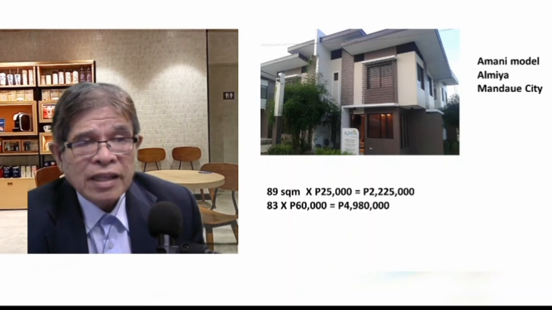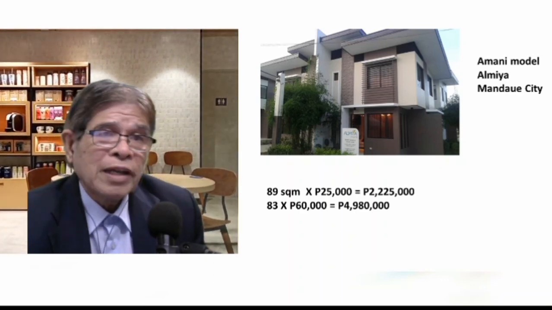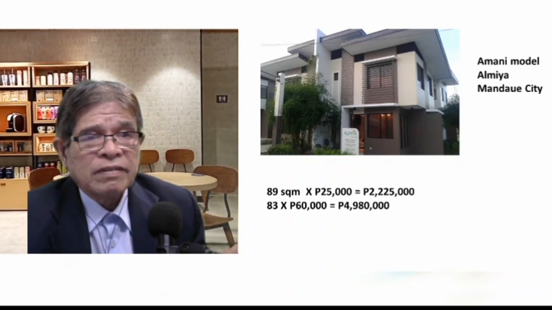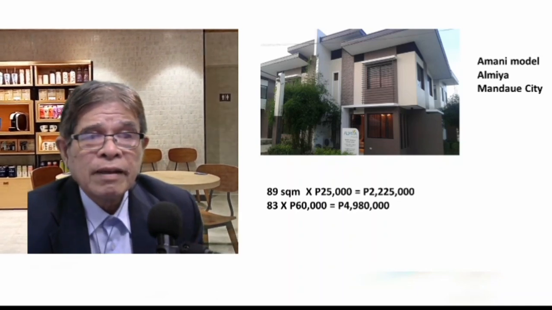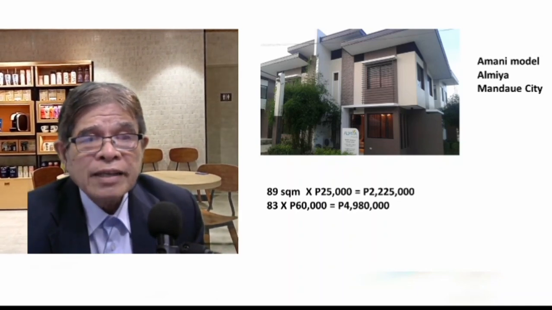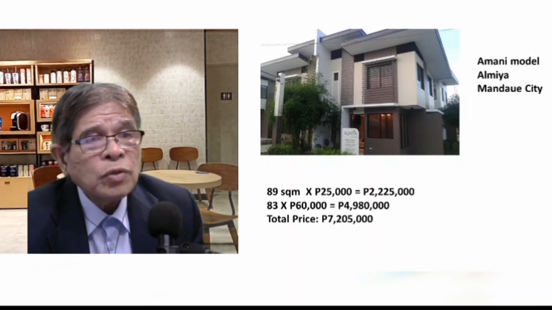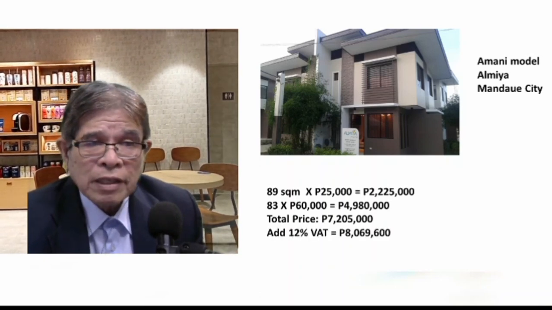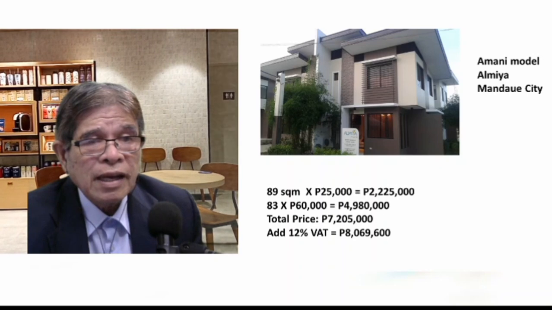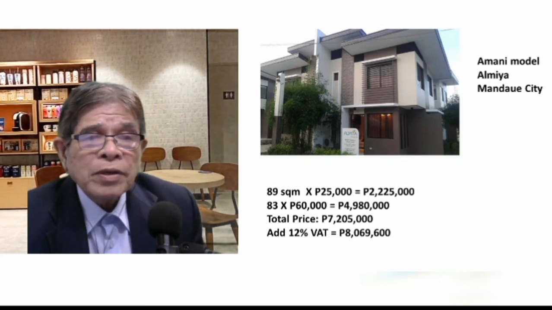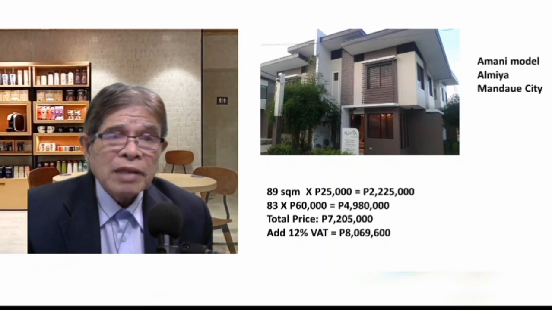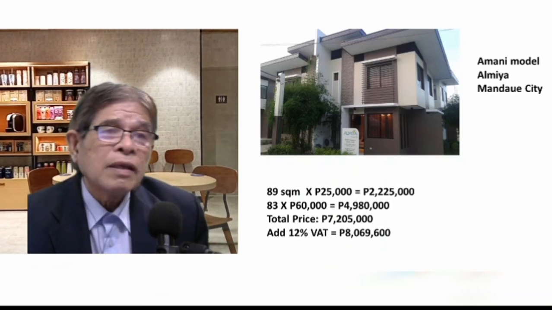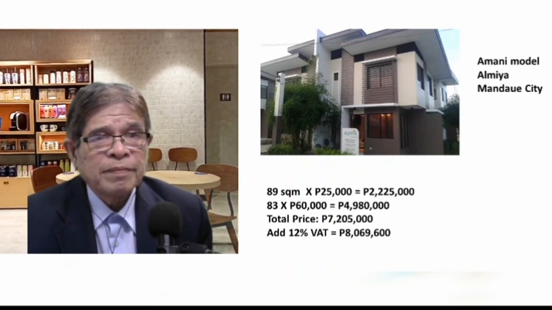Now the floor area is 83 of the model in Almia times 60,000. Practically that's high-end. Okay, that price is high-end, equals 4,980,000. You have to add the two. Total price is 7,205,000. Again, 12% VAT, that's 8,069,600. So you can see that the price is about 8 million, which is also the price that the developer is offering, more or less.